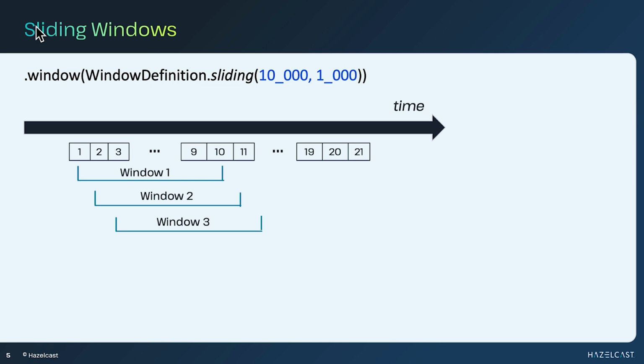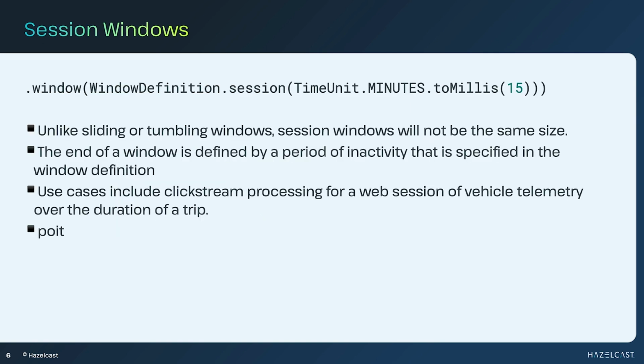Fun fact, tumbling windows are really just sliding windows where the slide by length is the same as the window size. Mind blown, right? The last window type is a session window. Unlike the other windows, session windows are not all the same size. The size is defined by the data. A session window is configured with a timeout. What period of inactivity will cause the window to be closed?